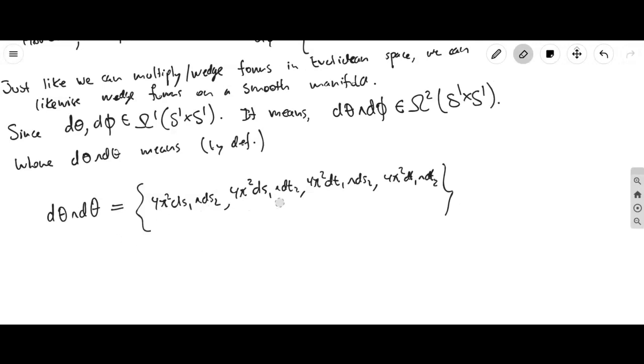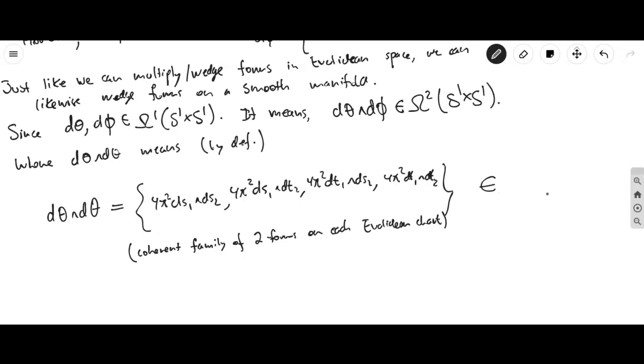So this entire family is a coherent family of two forms on each Euclidean chart. And since it's a coherent family of two forms, that means it's an element by definition of that space, right? The set of two forms on the torus is, by definition, a family of two forms on each chart which are coherent. So that's what that would mean if you write it out explicitly.